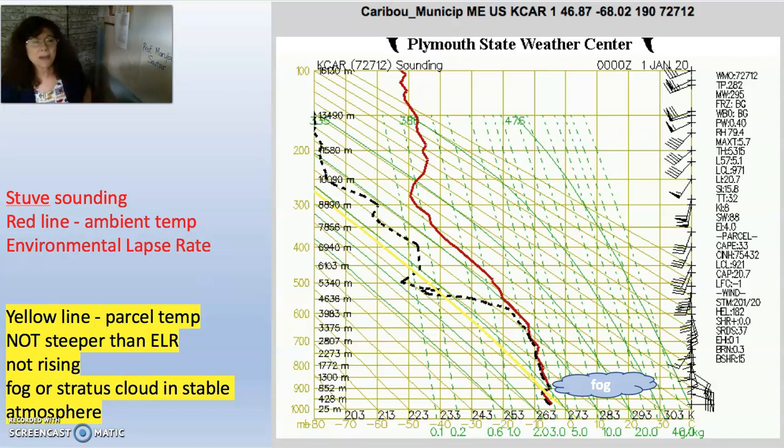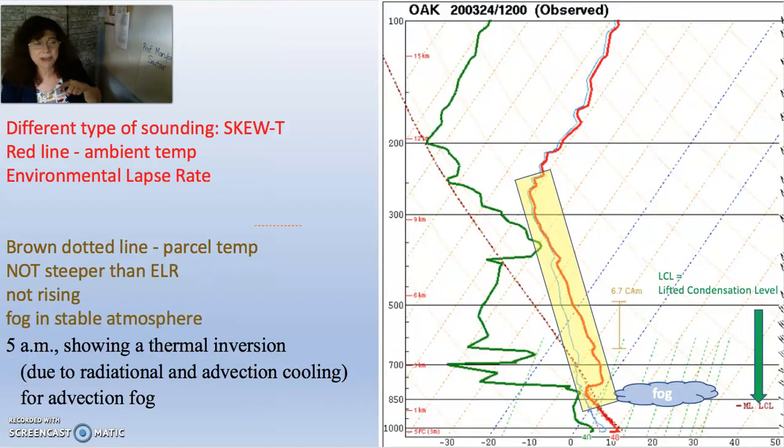Let's go on to another one in another type of visualization. This is called a Skew T visualization of data from one sounding. And this sounding was done in Oakland, California, right by San Francisco, really famous for fog. This is the noon sounding.